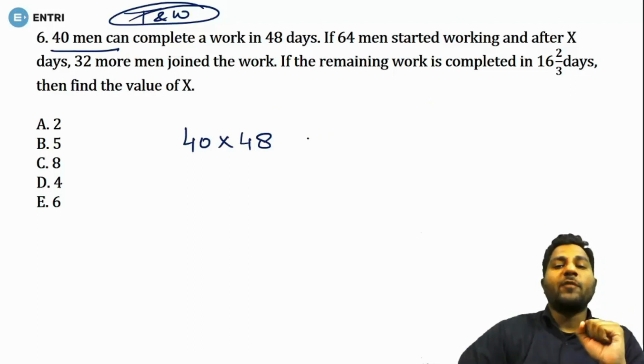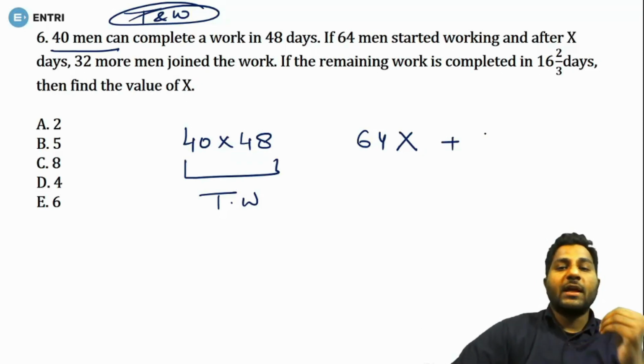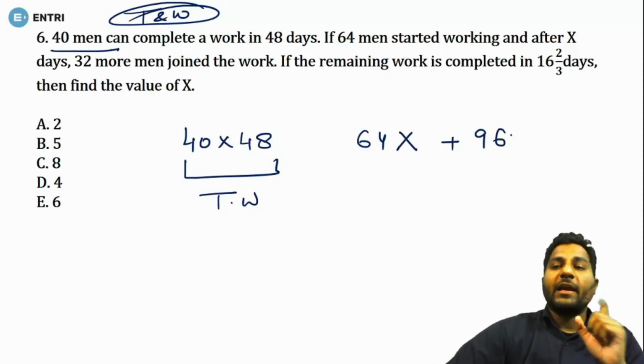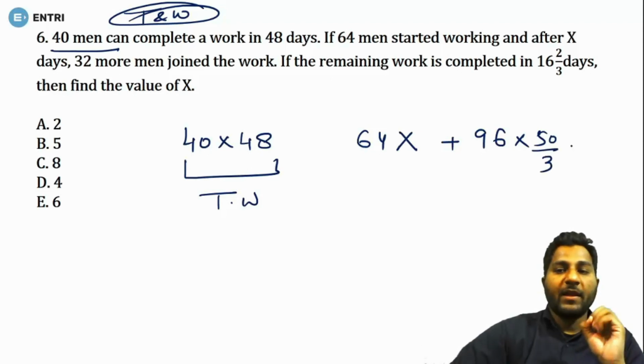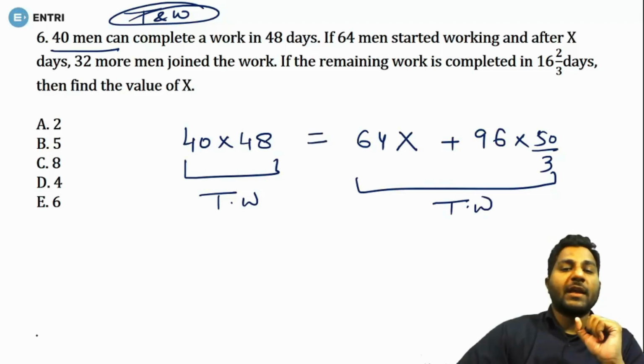So 64 men started. Let's say that this was the total work. 64 men started working, and after X days 32 more men joined. That means the total has become 96. If the remaining work is completed in 16 and 2 by 3 days, that means 50 by 3. That means this is also the total work. If the total work is the same, then we can easily figure it out.